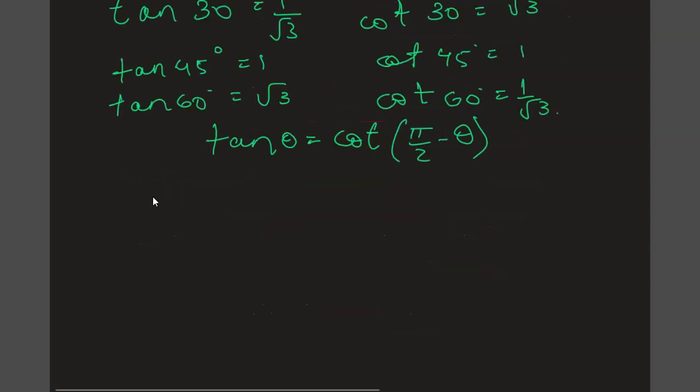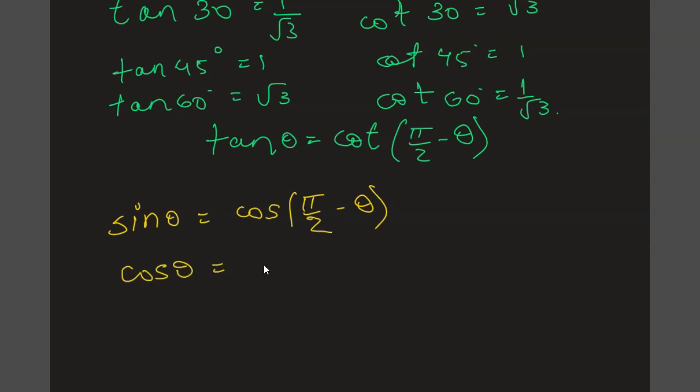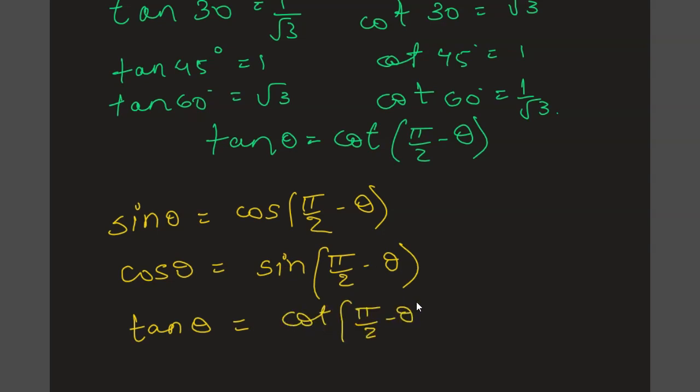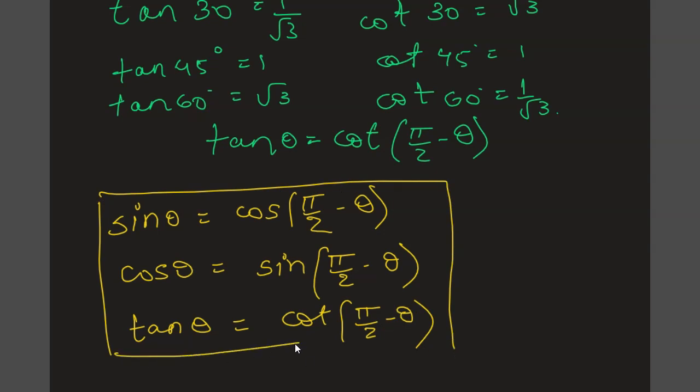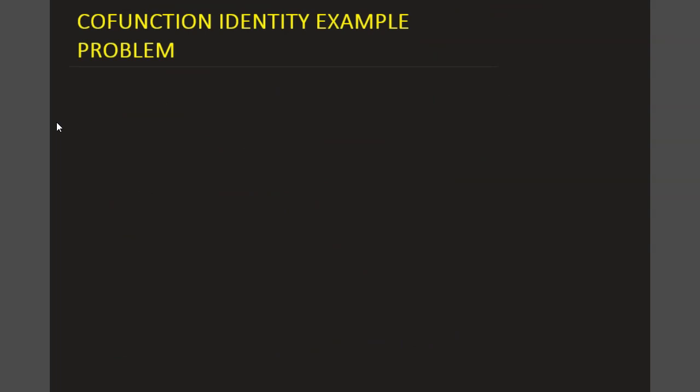Therefore, we can write the cofunction identities as: sine theta is the same as cosine pi by 2 minus theta, cosine theta is the same as sine pi by 2 minus theta, and tan theta is the same as cot pi by 2 minus theta. So these are our cofunction identity formulas. We can use these to do any of the questions. Now let's take an example.